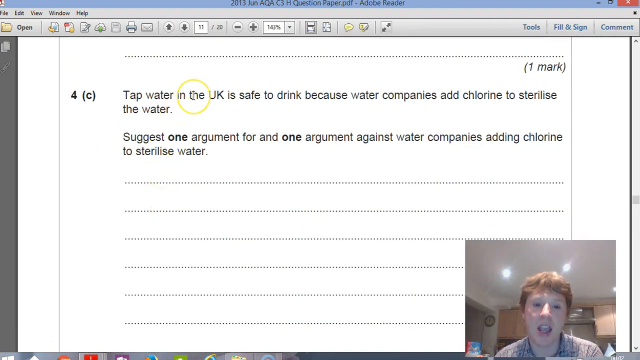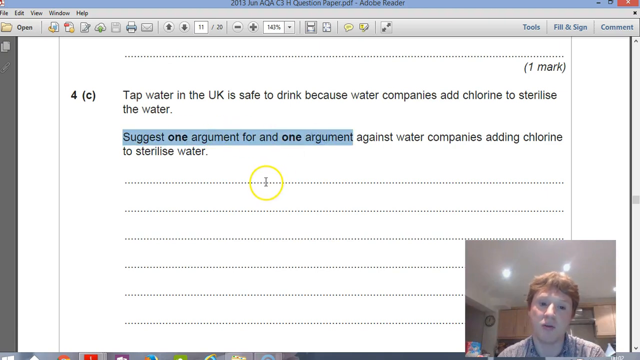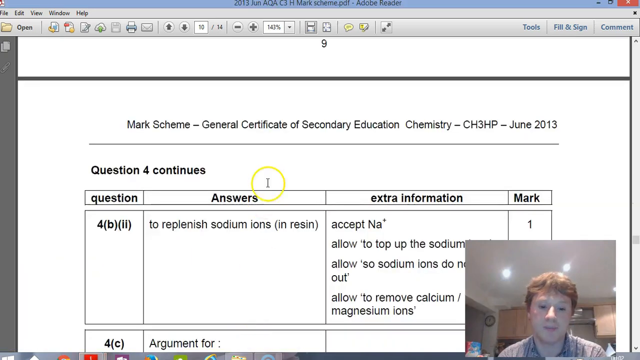Tap water in the UK is safe to drink because water companies add chlorine to sterilise it. Suggest one argument for and one argument against adding chlorine. So it's 2 marks. So if it's 2 marks and they're suggesting 1 for and 1 against, it's 1 mark per suggestion. Just in case you need a reminder, always look at how many marks the question is. It gives you an idea of what you need to write. This case is really easy because you're given 2 things you need to write and it's 2 marks. So off you go.